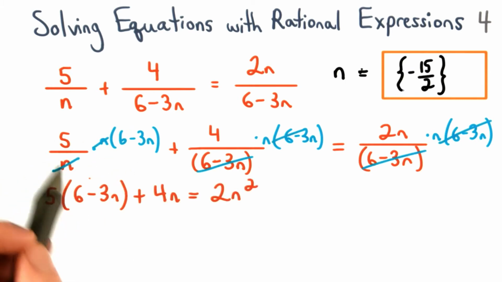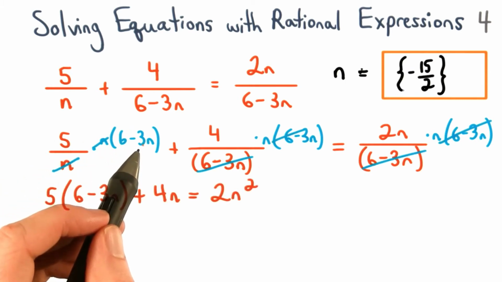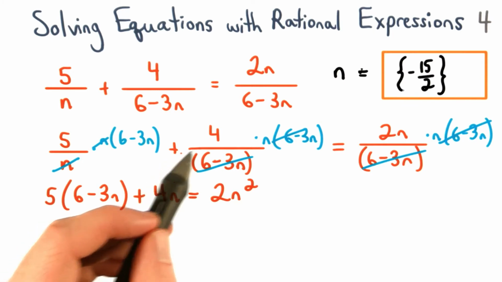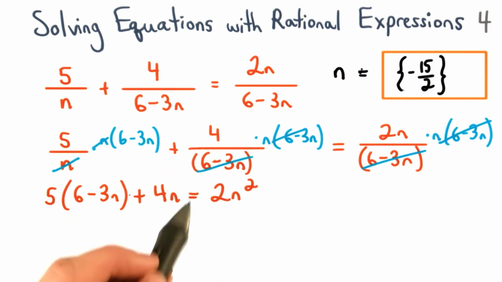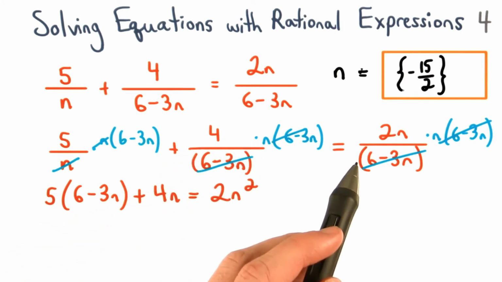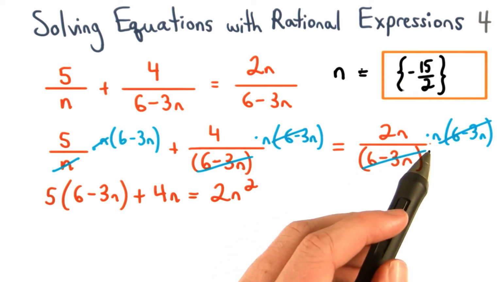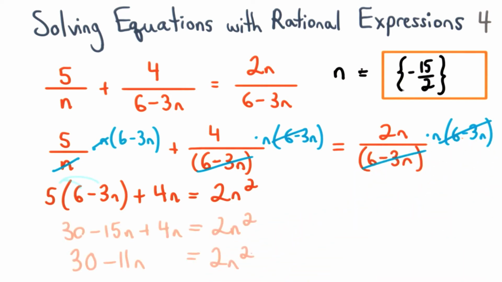For the first term, we'll have 5 times 6 minus 3n, and for the second term, we'll have plus 4 times n, or positive 4n. The right side of our equation is simply 2n squared, since these factors reduce to 1. If we distribute positive 5 and combine our like terms, we'll get 30 minus 11n equals 2n squared.